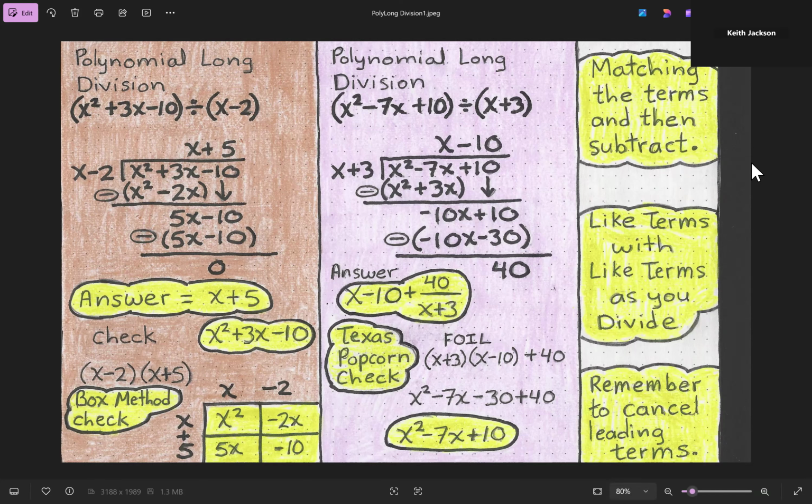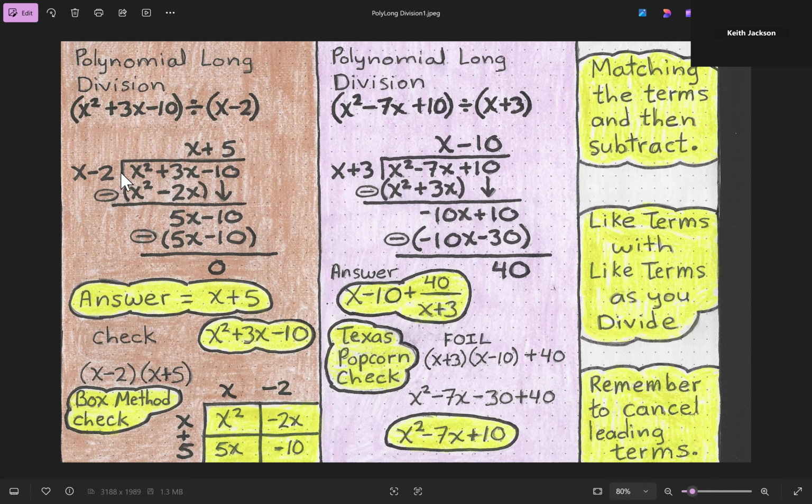In this video, we're going to work on polynomial long division. And when we work on polynomial long division, keep these three things in mind: matching the terms and then subtract, putting like terms with like terms as we divide, and then remember to cancel the leading terms. And we have two big examples to show you how we're going to apply these three things, beginning with the quantity of x squared plus 3x minus 10 divided by x minus 2.